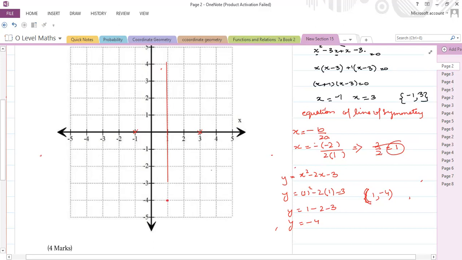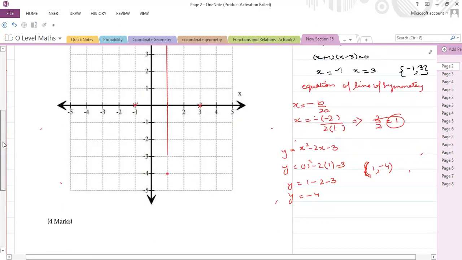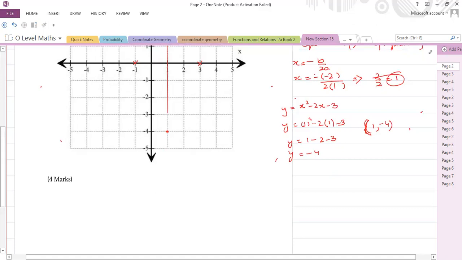Now we have got these points. We can see that the y-intercept is also needed, so let's calculate the y-intercept. Our y-intercept is when x equals 0. So in the equation we place x as 0 and we get y equals minus 3. Thus the y-intercept is minus 3, and at that point x equals 0.